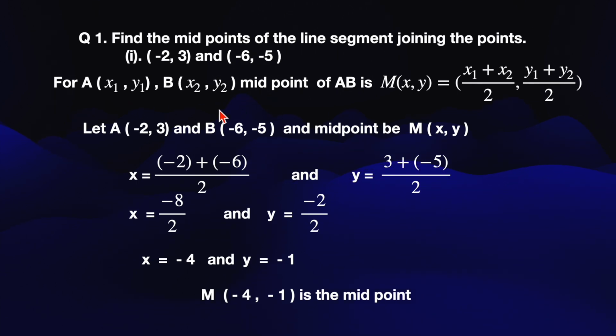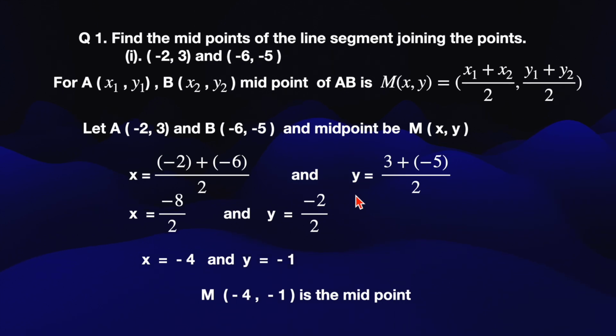Okay, now let's go to the sum. It will become very easy. So x1, y1 are these values, x2, y2 are these values. So let's find the coordinates of the midpoint of this line segment. M (x, y) is equal to x1 plus x2 upon 2. So what is the x coordinate here? x1 plus x2 upon 2, so here minus 2 plus minus 6 upon 2.